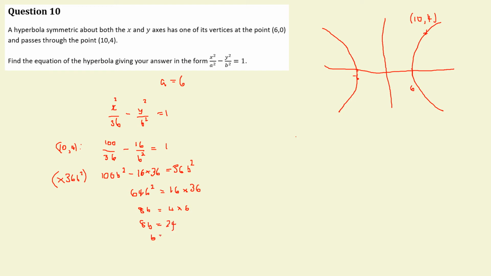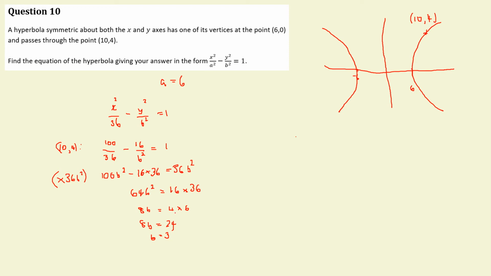B is 3. Now, technically, we should at this stage say plus or minus 4 times 6, but actually, it doesn't matter because we know we want b to be positive. B is always positive in these things because we end up squaring anyway, so it doesn't really matter so much.